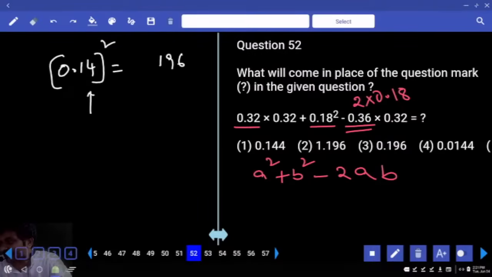The original number has 2 digits after the decimal. The square should have 4 digits after the decimal. So you should write it as 0.0196.